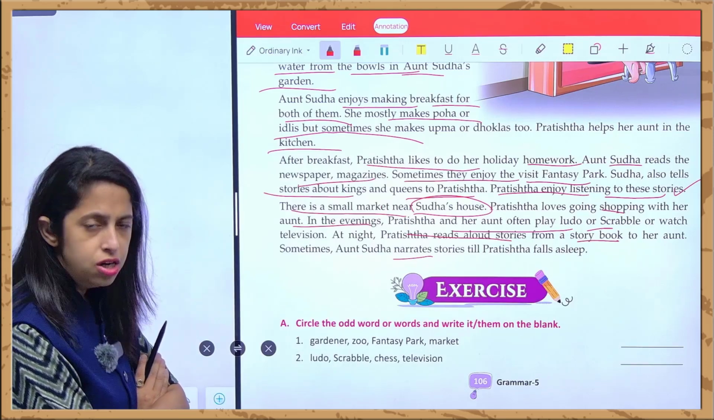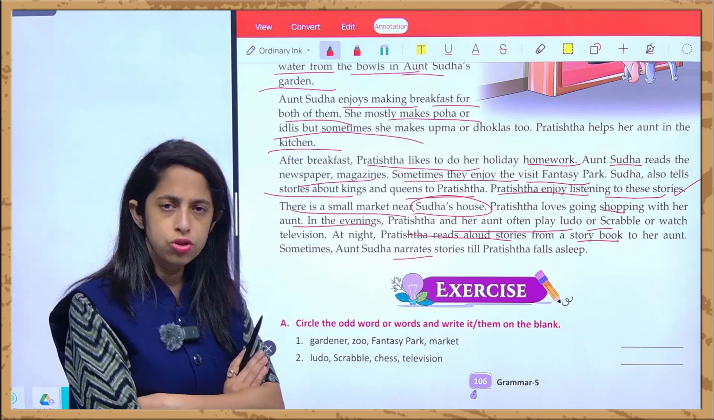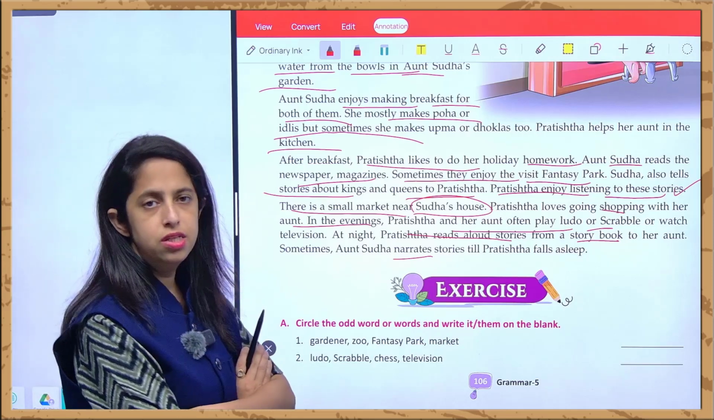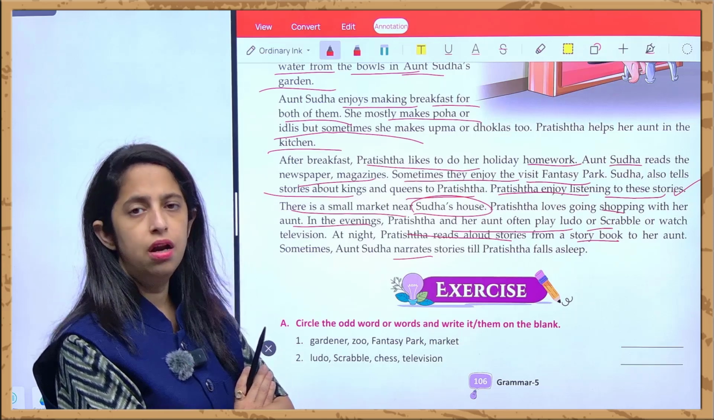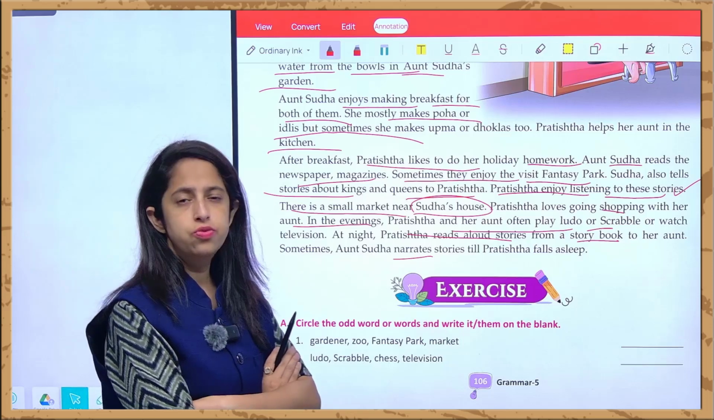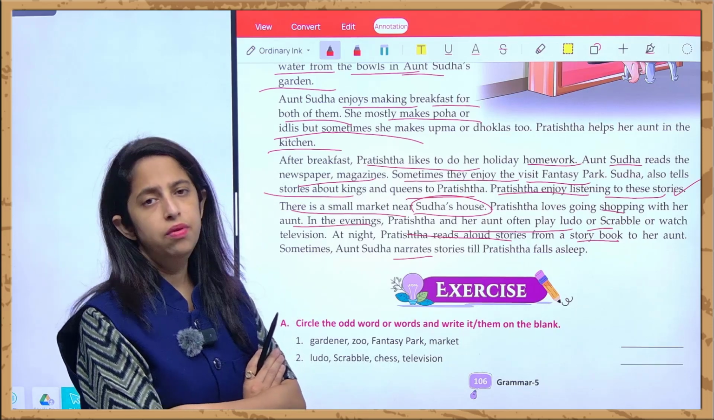And sometimes Aunt Sudha also narrates stories till Pratishtha falls asleep, की प्रतिष्ठा सो जाए, so she used to narrate the story. Narrates the story means by giving live examples. Her aunt used to explain to Pratishtha by basically giving live examples.